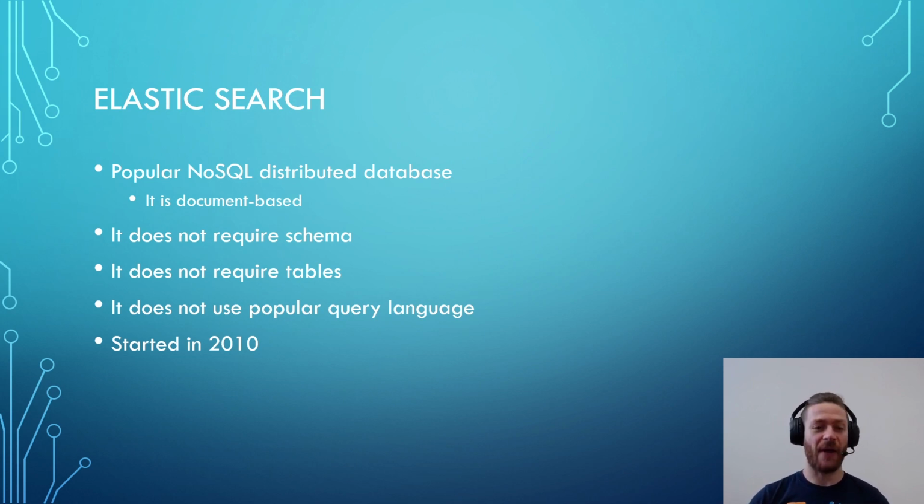It doesn't have any schema requirements. It doesn't have any tables. It doesn't have all of these classic SQL things that you may be used to. So pretty much with Elasticsearch, you can insert documents. You can insert whatever JSON document you feel like you need to insert in it, and you can retrieve it later super fast.